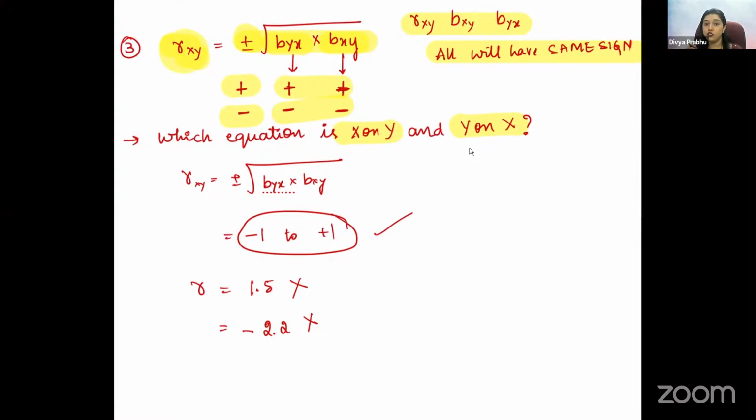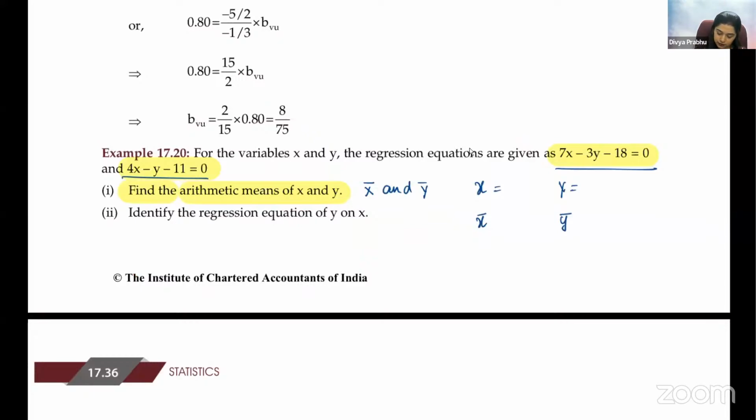So whatever you have assumed the equations to be, you have to reverse the assumption. You don't have to calculate again. Once you reverse the assumption, that itself is your answer, because they will just ask you which equation is x on y, which equation is y on x. Understood?